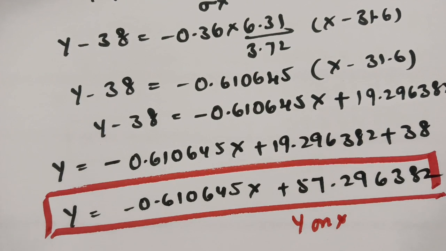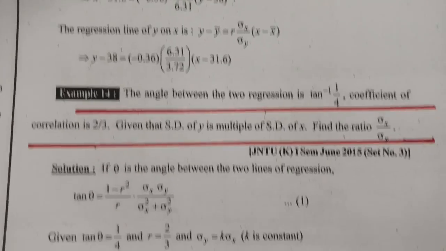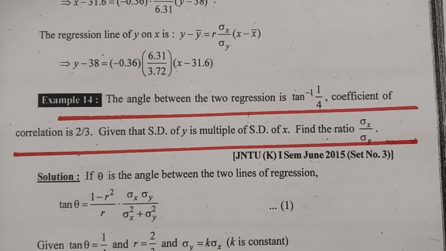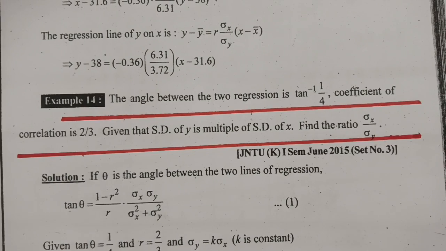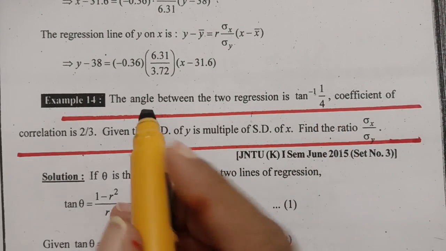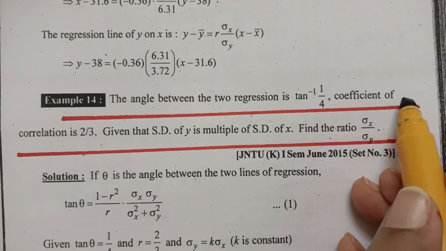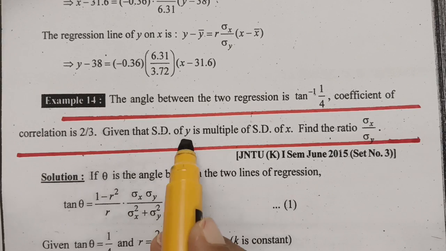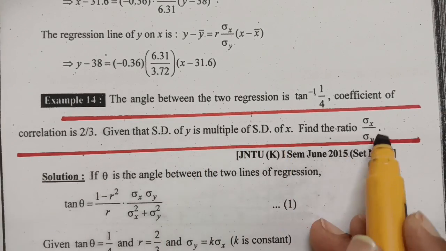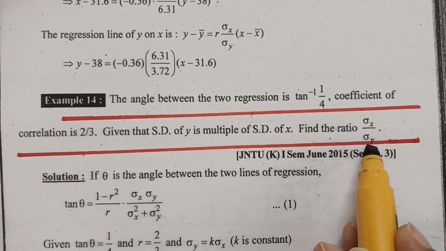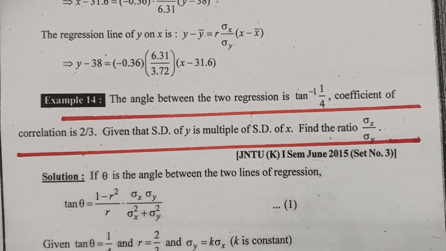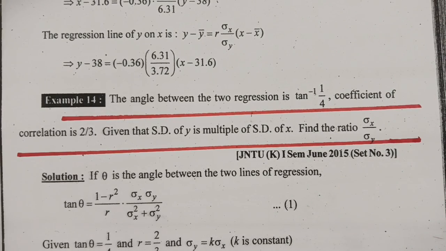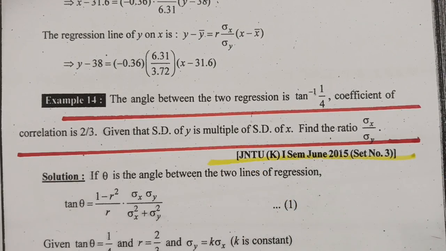And the next question, the most important question from the textbook, let me show you. See here, the angle between the two regressions is tan inverse 1 by 4, and the coefficient of correlation r is given as 2 by 3. Given that the standard deviation of y is a multiple of the standard deviation of x, we have to find the ratio of sigma x by sigma y. This is also an important, frequently asked question, so I am going to give a solution here.